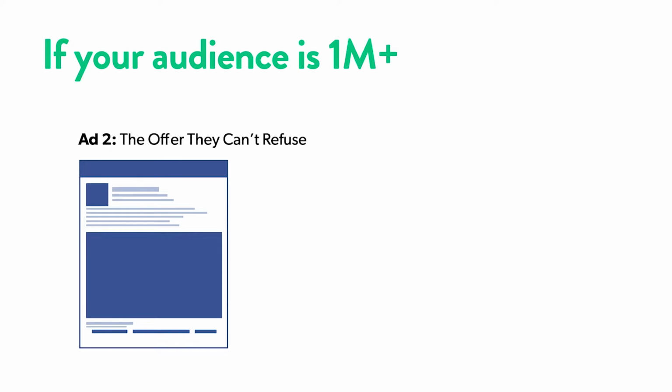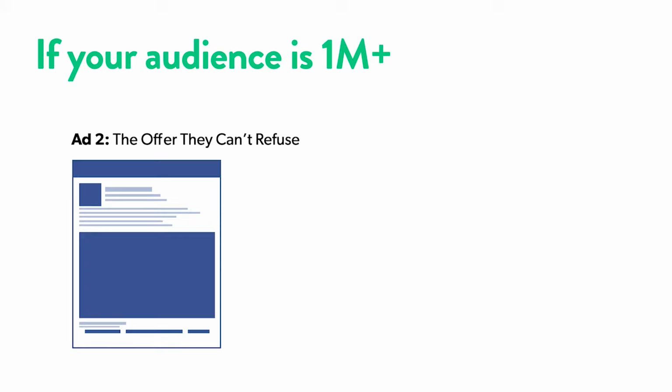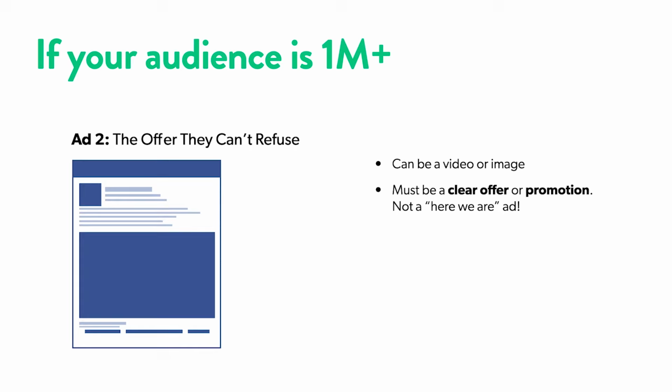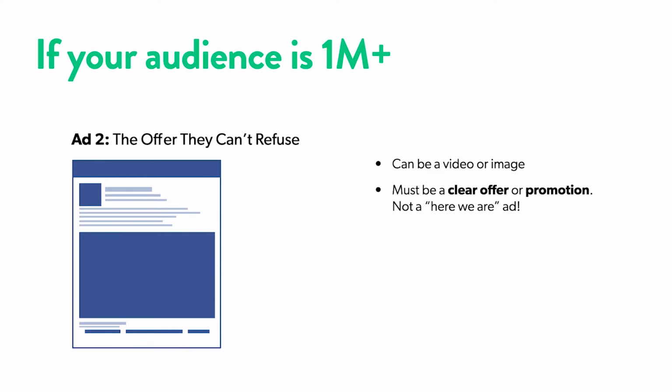So the next ad we want to talk about is ad 2. So anybody who watches that first ad gets served up ad 2, the offer they can't refuse. So the important things to remember here are it can be a video or an image, must be a clear offer or promotion. This is not just a, hey, here we are announcement, brand awareness style ad. It has to be a clear offer or promotion.